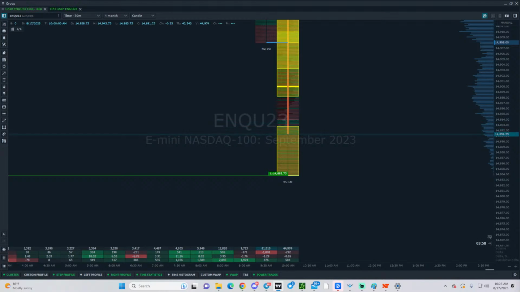We have 3 minutes until the next TPO. Now the fight is here because obviously it's the overnight low area. So we'll see what kind of response we get here.